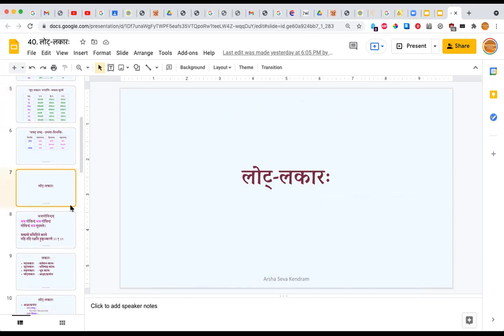So Lot Lakara, does anybody remember what Lot Lakara indicates? Agnya, Prarthana. Lat Lakara is Vartamana Kala. What is Bhavishyat Kala? Lut Lakara. Bhuta Kala? Lang Lakara.